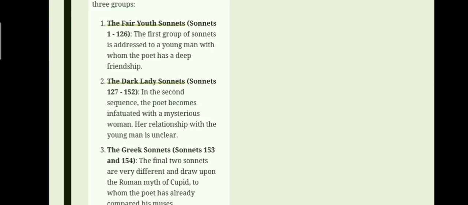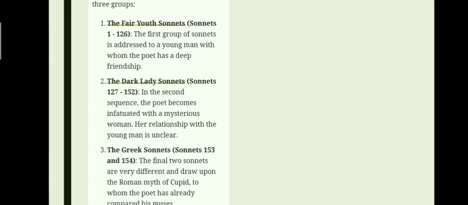There are three groups into which all the sonnets are divided. The fair youth sonnets: I have already told you that the first 26 sonnets are written for one of his best friends, and they are dedicated to the friendship of Shakespeare.